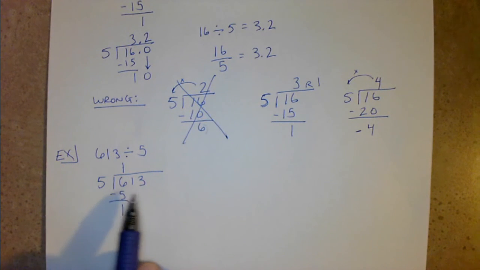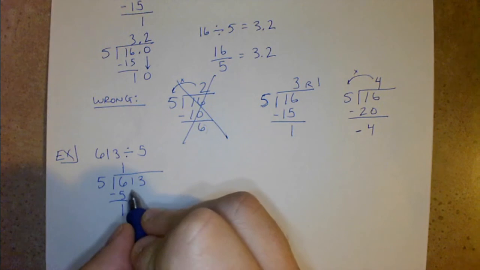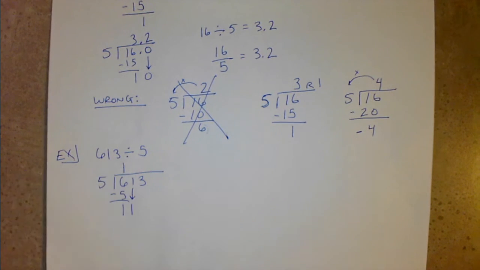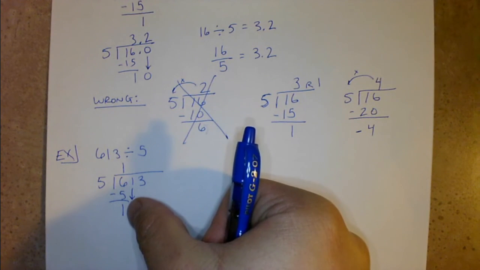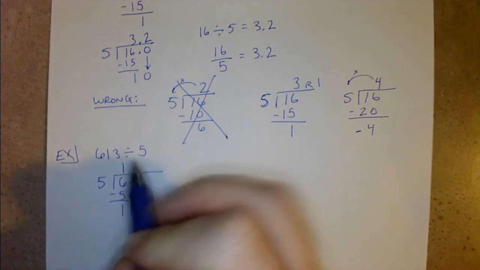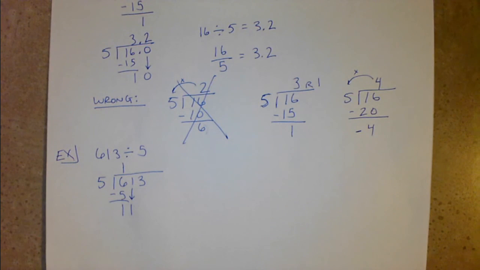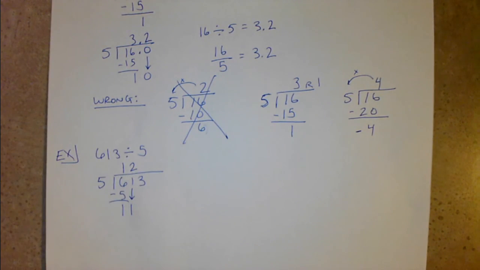Now I have some stuff left over right here. And as long as you still have stuff left over, you bring down this 1. We'll leave this 3 alone for now. By the way, I knew that I was right because I got a 1 right there, and 1 is less than 5. So I know that I'm on the right track. Now I bring this 1 down. How many times does 5 go into 11? 5 goes into 11 twice, because 2 times 5 is 10.